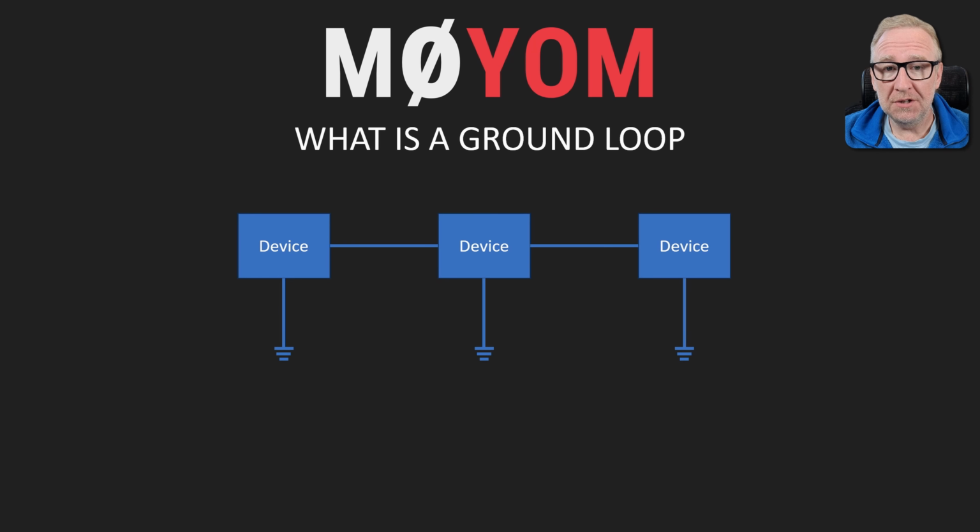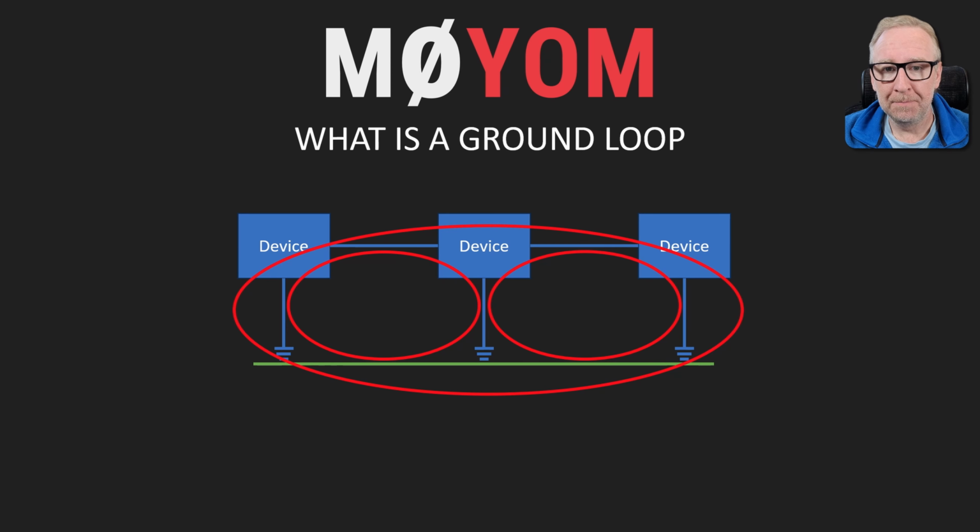We have three separate devices, each connected to ground, and each with a ground connection to the next device. If you're not familiar with the concept of ground loops, then it might not be immediately obvious where the problem is here, but if we imagine ground as another connection in the circuit, we can much more clearly see where the loops are formed, here, and of course here.